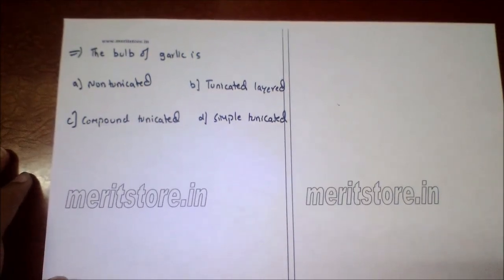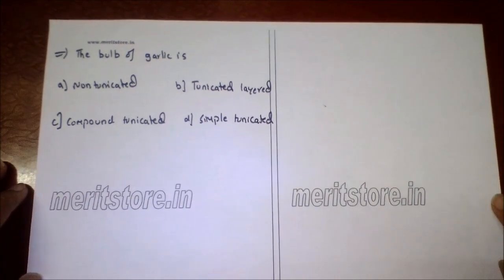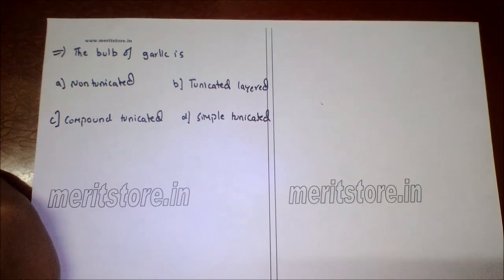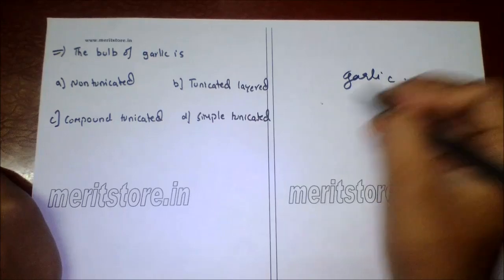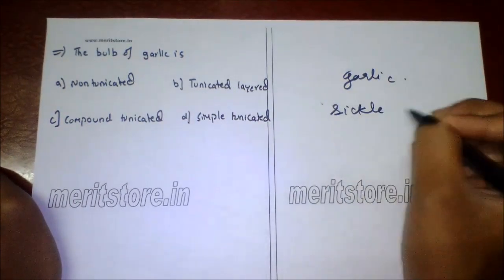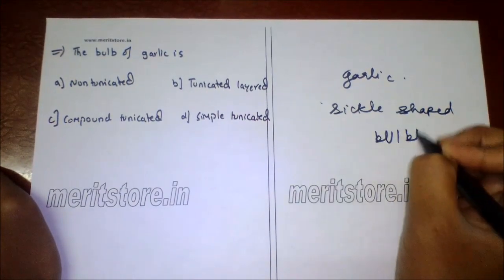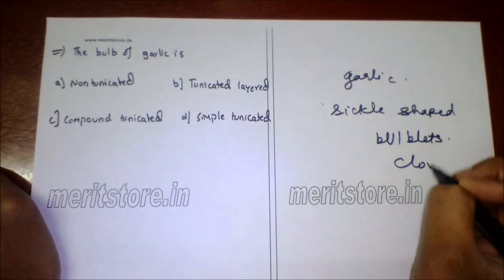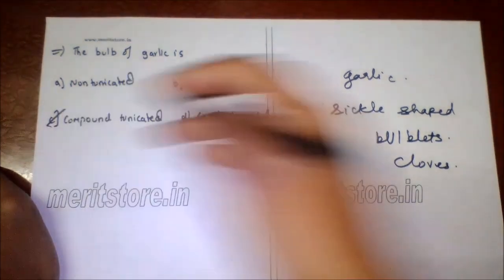Bulb of garlic is: A. non-tunicated, B. tunicated layered, C. compound tunicated, D. simple tunicated. So compound tunicated bulb is found in garlic. Garlic contains a number of sickle shaped bulblets or cloves covered by tunics. Each bulblet or clove is actually a bud and it arises in the axil of tunicated leaf. It is covered by a tunic. So option C is the correct answer.